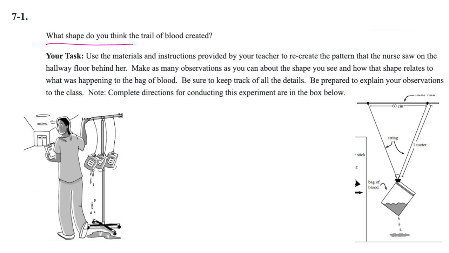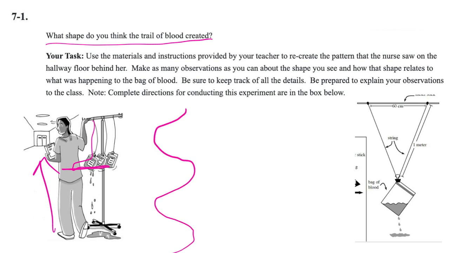What shape do you think the trail of blood will create? As she walks down this way and is going faster, with the bag hanging from the string, I'd expect it to swing back and forth a bit. So the pattern that I would expect to see on the floor would be probably something like this as she goes down the hallway, just as it swings back and swings forth, going through this kind of cycle here, which is the key thing here. So let's see what's up next.